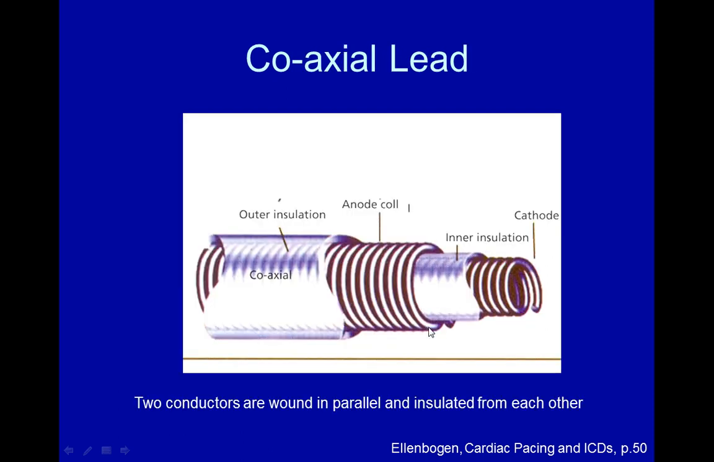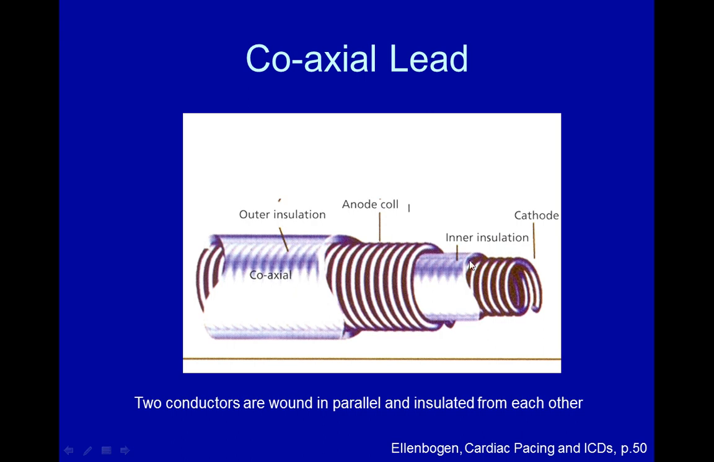And if you look here, this is a typical lead, and you can see how it's coiled. If you took a zoom in on the cross section here, you'd see that the lead is multi-filar. And if you look here, this is the conductor for the distal electrode. This is the conductor for the proximal electrode. And then you have insulation separating the two conductors, and then also separating the conductors from the body.